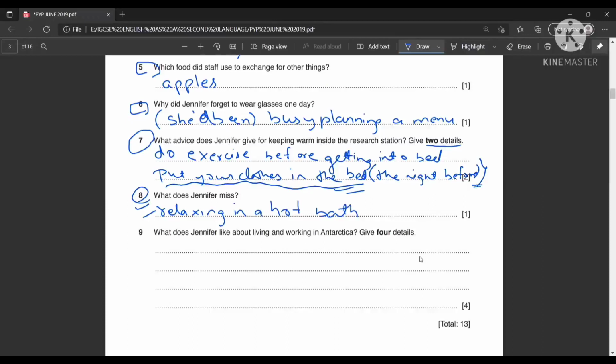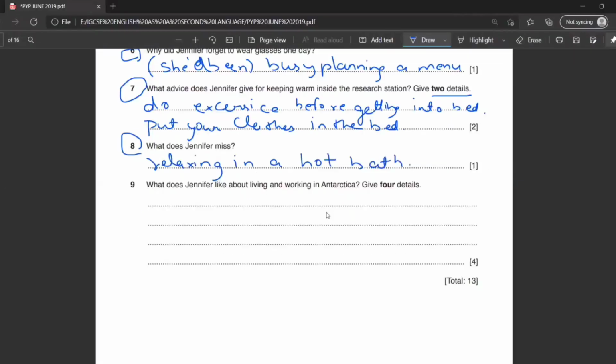You can just write this complete or you can just write a hot bath, okay? This is optional. You can just omit this much also. You can write a hot bath or you can write the entire sentence, relaxing in a hot bath, okay? Okay, so if you're a student of O level, then this much is enough. Till question number 8 only you are going to get in your question paper. This question number 9 is for the students of extended level. Okay, so it is of 4 marks.